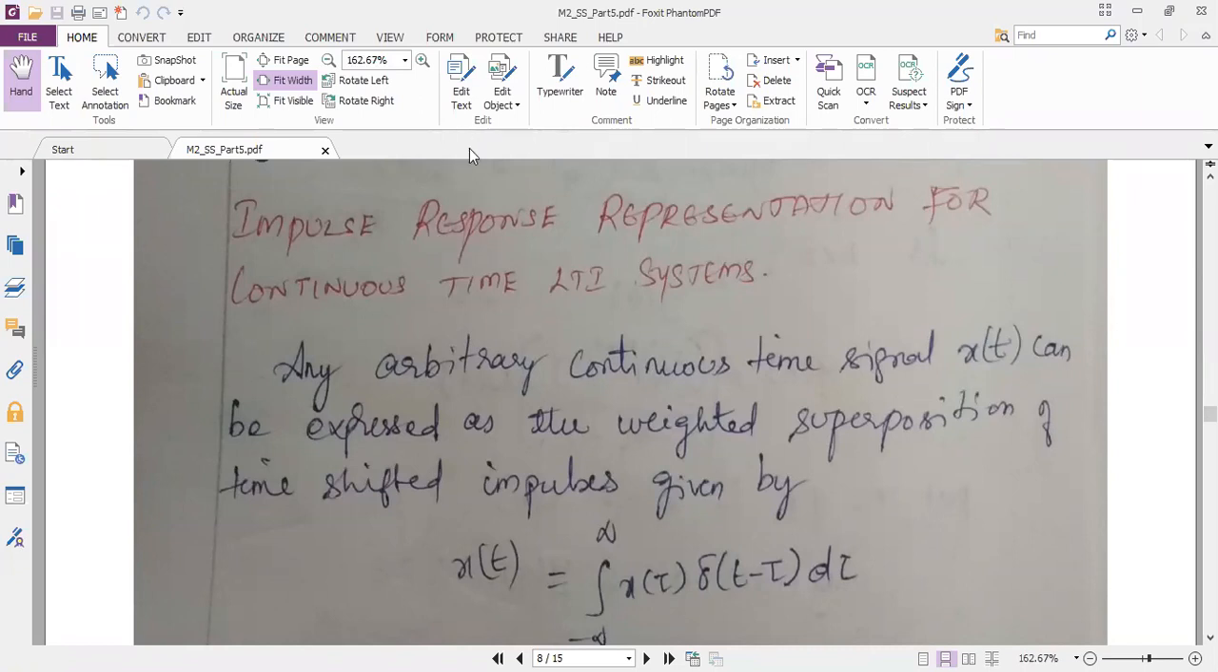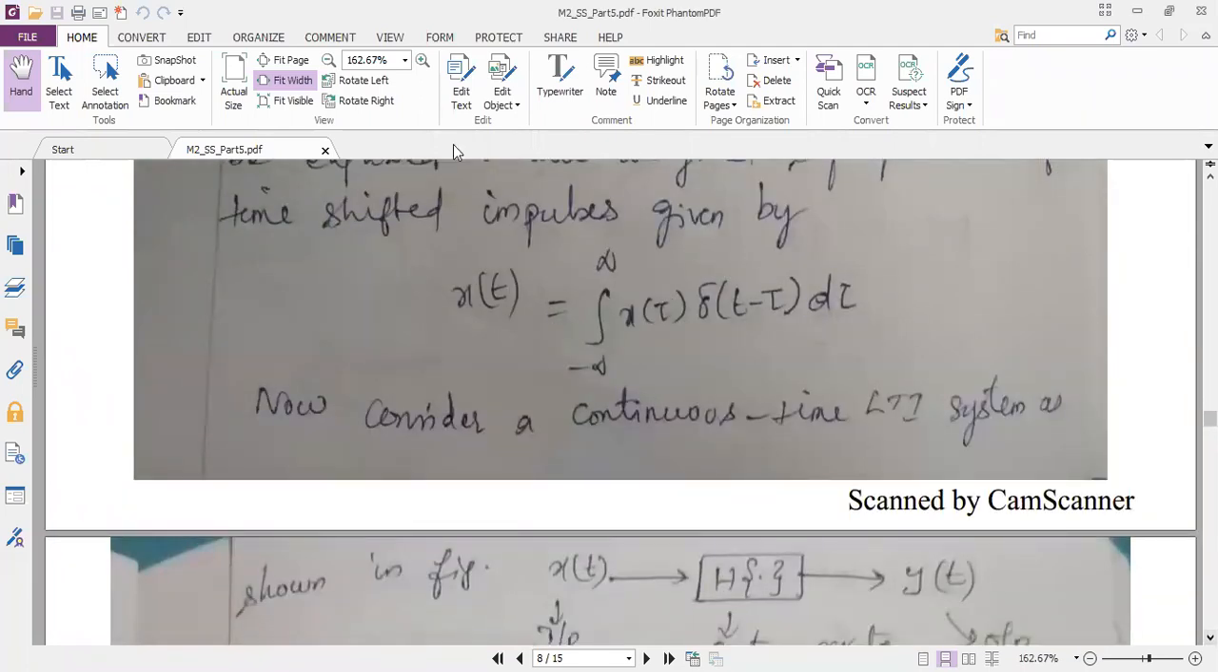So the title is Impulse Response Representation for Continuous Time LTI Systems. See, continuous time is important. The earlier topic was impulse response representation for discrete time LTI systems. Since it is continuous time, I cannot use the word convolution sum; I have to use the word convolution integral. So I am writing my input x of t. I cannot write a summation; I have to use an integral only.